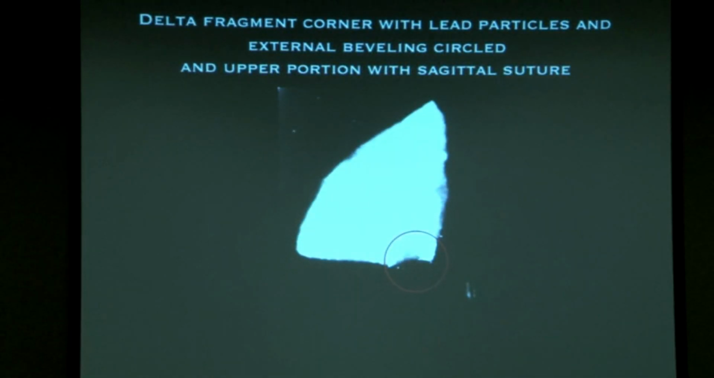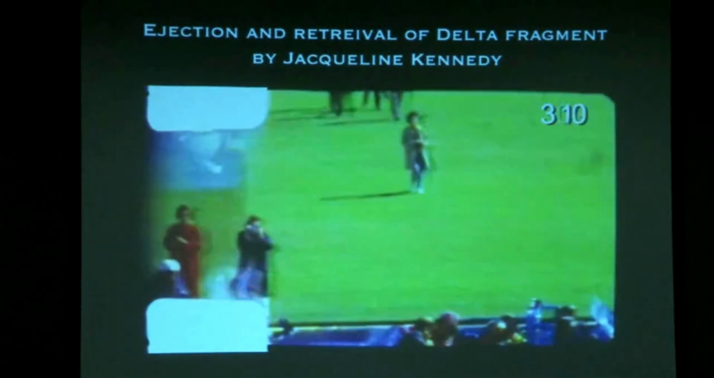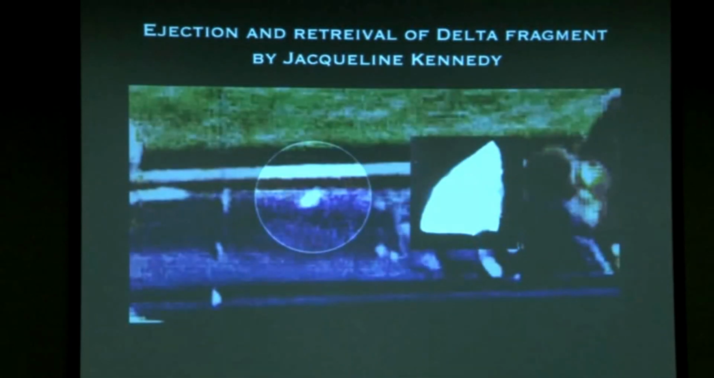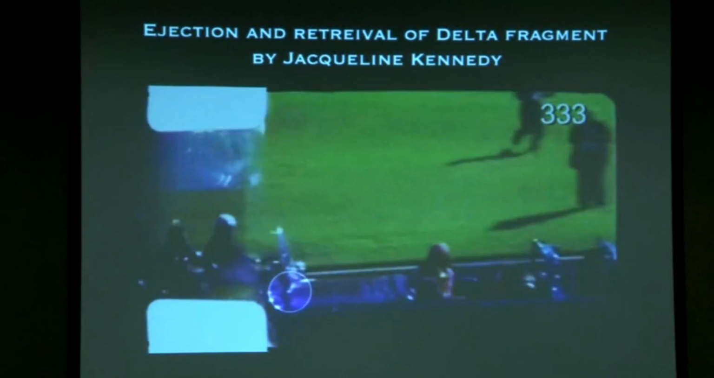Here in this corner, external beveling was noted and multiple small metallic particles are seen in the same corner. This has led the autopsy team and all subsequent reviewers to conclude that this bears a portion of an exit wound. Now we'll see the Delta fragment. Basically, an X-ray is like a black and white photo.